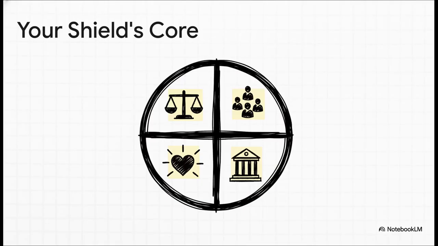Okay, so let's boil all of this down. If you're going to walk away remembering just 4 things about your shield, make it these. Article 14, the right to be treated equally. Article 19, your 6 core freedoms. Article 21, the absolute unbreakable right to life and liberty. And finally, Article 32, the right to go to court and make sure all the others are protected.